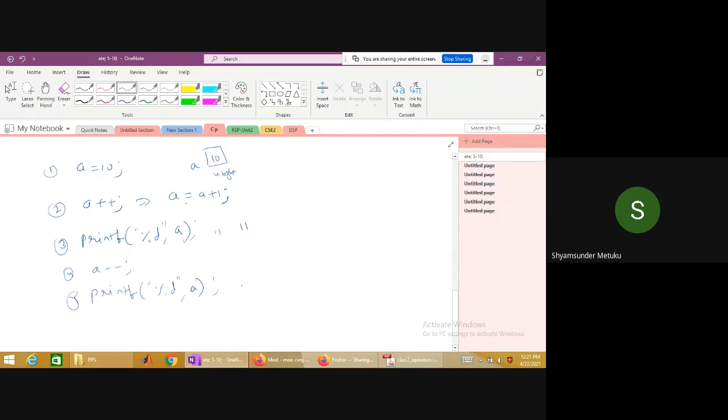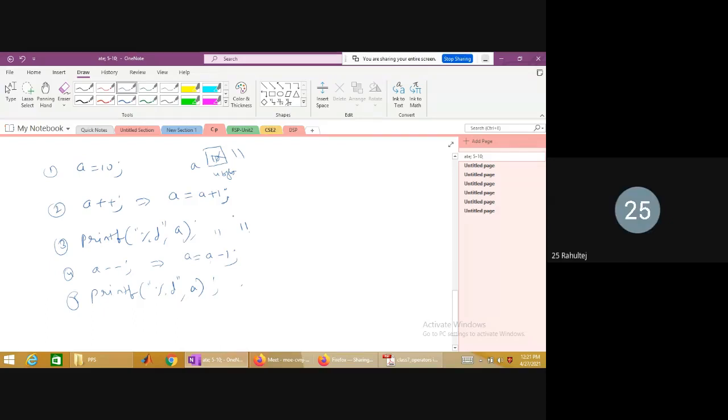After statement 2, A becomes how much? 11. Correct or not? After printf percentage d, A, 11 is printed. After that, what am I doing? A--. What does it mean? A-- is equal to A is equal to 11 minus 1. So what is the value of A now? 10. No, already overwritten. 10 was overwritten with 11. Correct or not?